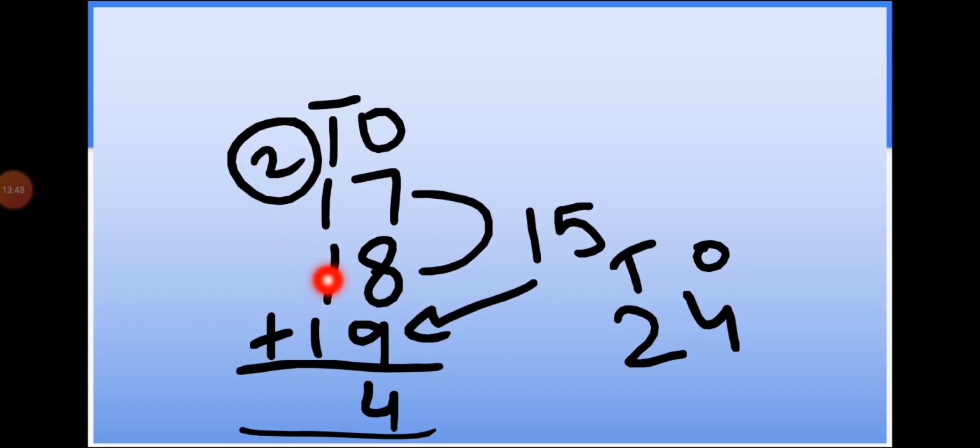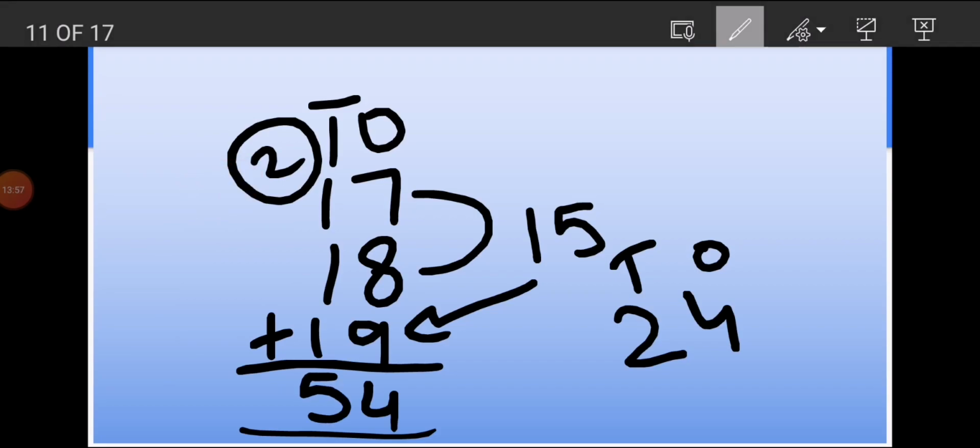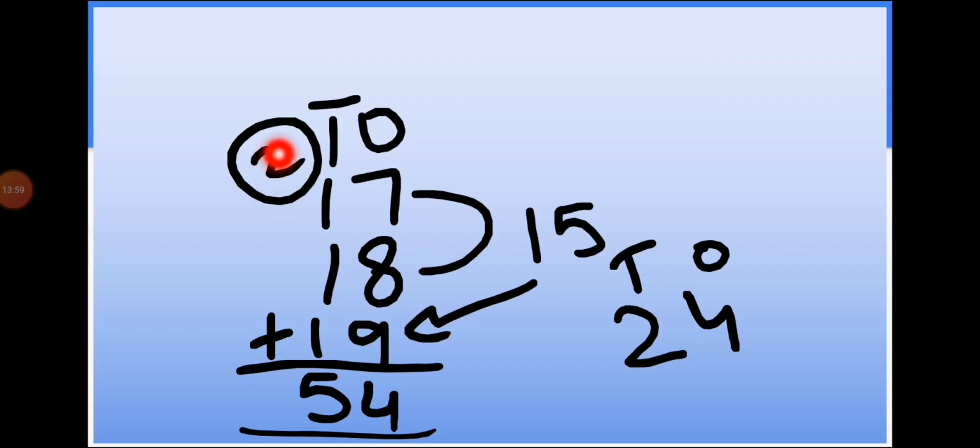1 ten plus 1 ten is 2 tens, plus 1 is 3 tens. To 3 tens, add the carry 2. 3 plus 2: 3, 4, 5. The answer is 5. In addition, we always add the carry at the end.